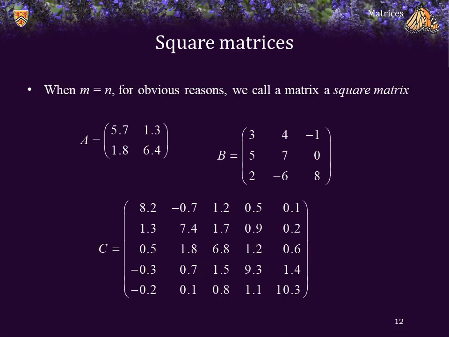Now, when the dimensions of the matrix, m and n, are equal, for obvious reasons, we will call such a matrix a square matrix. So for example, here the matrix A is a 2 by 2 square matrix, B is a 3 by 3 square matrix, and C is a 5 by 5 square matrix.